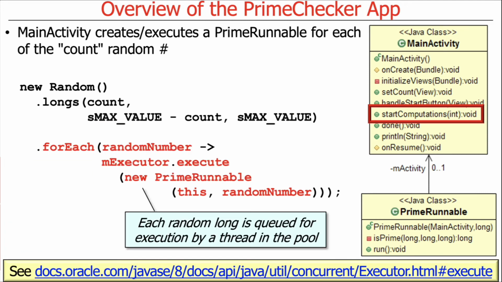For each of the random longs that we generate here, we're then going to say, hey fixed size executor, please execute this computation, being a new PrimeRunnable that's going to pass in each of those random numbers. That'll basically enqueue it in the ThreadPoolExecutor such that when a thread is available in that pool, it'll take off the next random number and check to see whether it's prime. And we'll talk about that PrimeRunnable class in more detail momentarily.